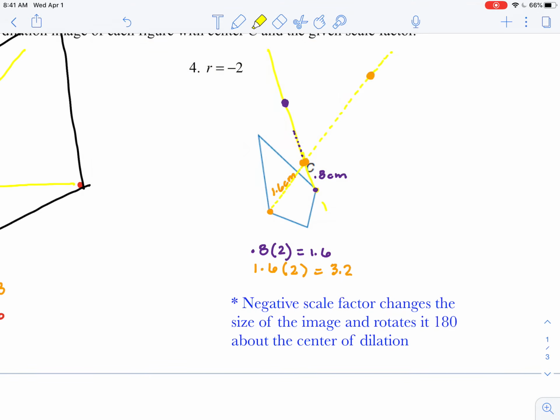When you continue that process for each of the other points, let me give you an idea of what this figure ends up looking like. It's not what I wanted.